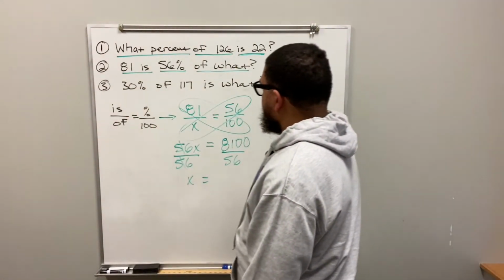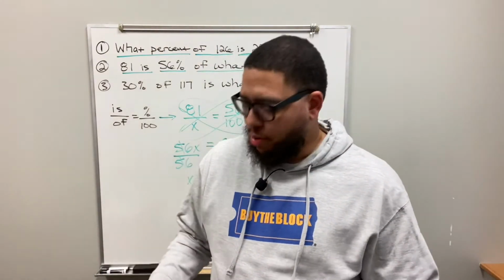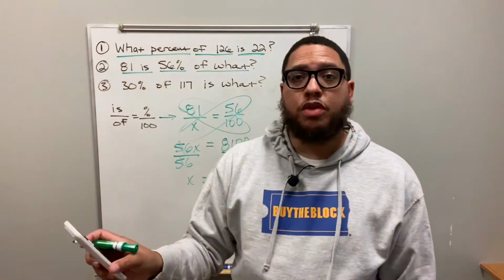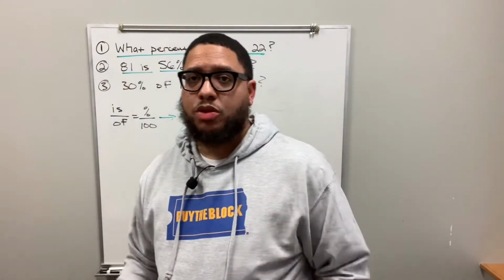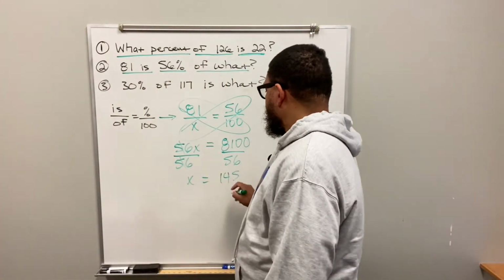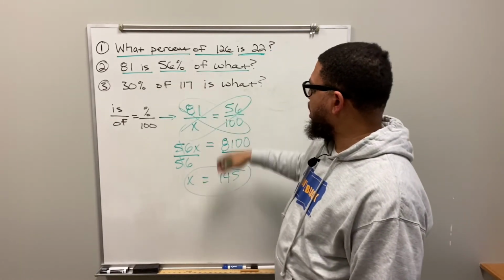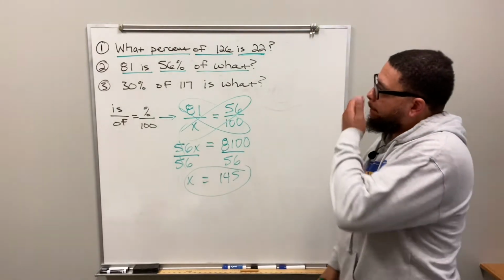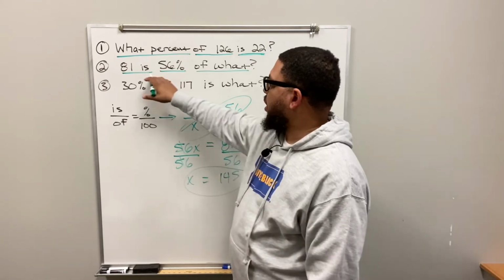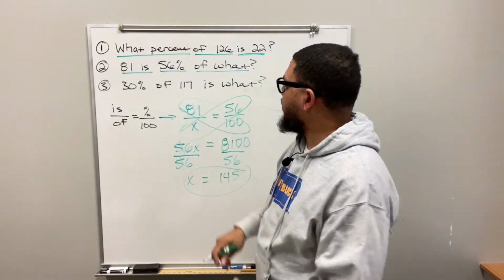144.64. So if we're talking about people, we're not going to have a decimal or a fraction of a person. So we're going to round that up. If I have 144.64, I'm going to just round that up to 145. So in this situation, 81 is 56% of 145. All right? So that means that 81 people out of 145 people is the same thing as 56%.